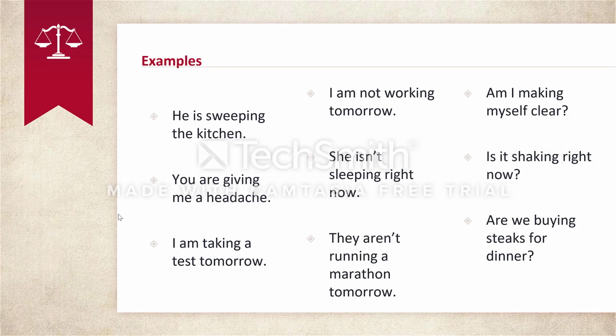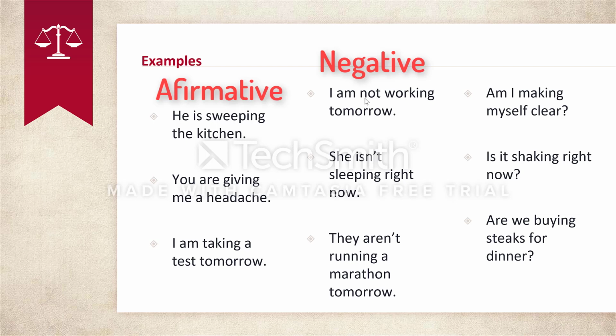Now, here I took the time to add a few examples. So in the first column, we have all affirmative sentences. So he is sweeping the kitchen. You are giving me a headache. I am taking a test tomorrow. Then we go on to the negative sentences. So if you remember how I stated that in negative sentences in the present progressive, we need to use "not." So we have our pronoun plus the verb to be, and then following the verb to be, we include "not." So I am not working tomorrow.